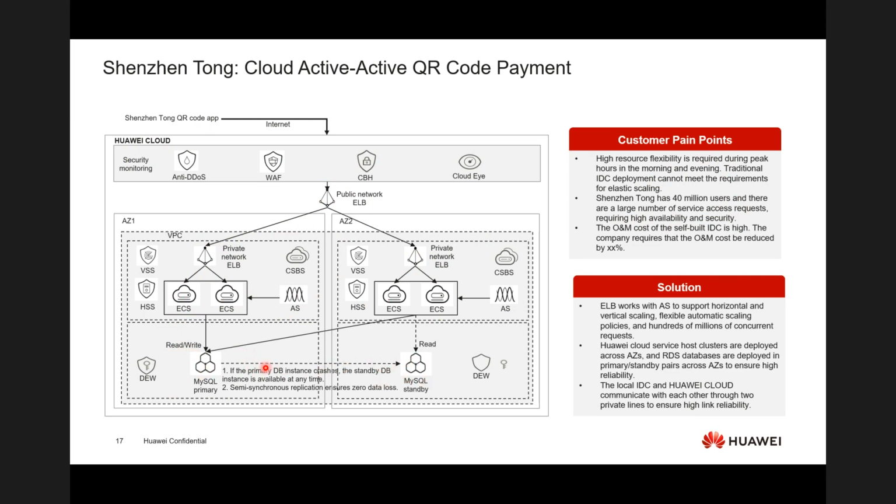So you can see there's a connection. If the primary DB instance crashes, the standby DB is available at any time. So basically, two AZs and maybe two databases. One is for read and write, the other is read only, as you can see here. A lot of scenarios using databases are like this: one is the primary, another is the standby.